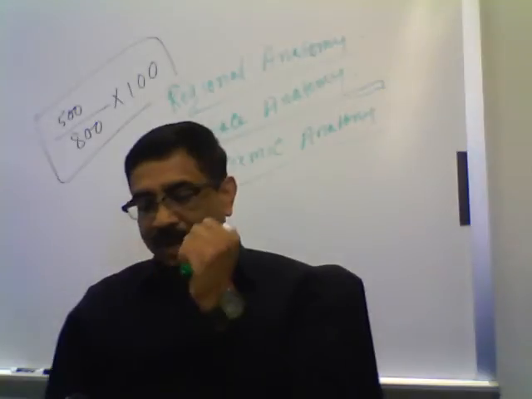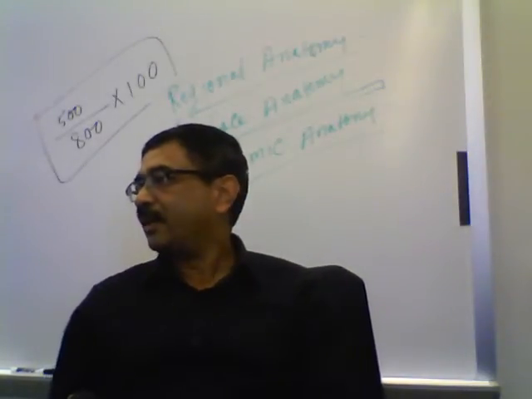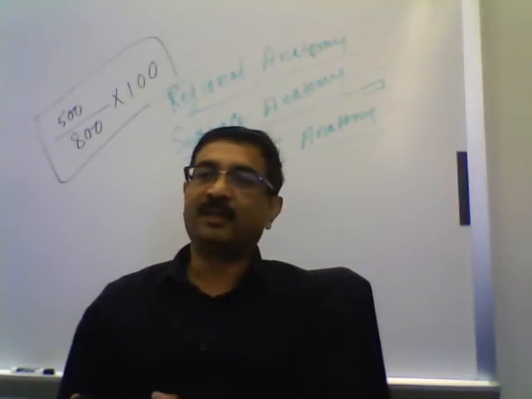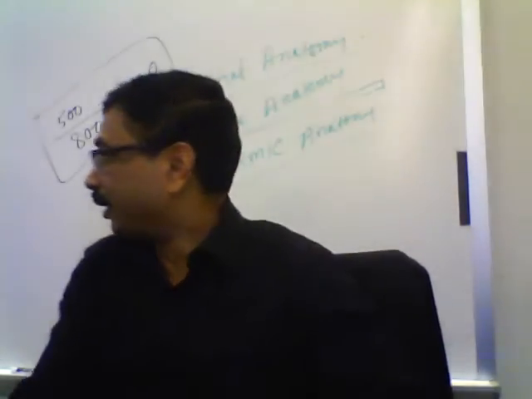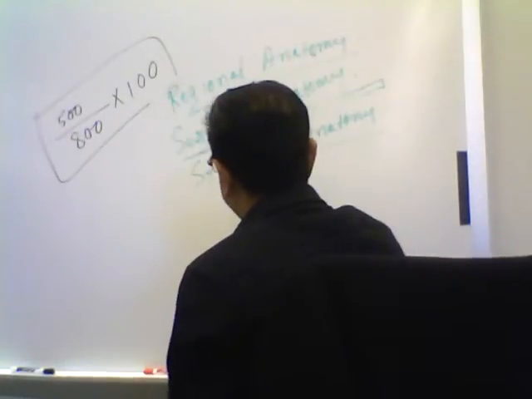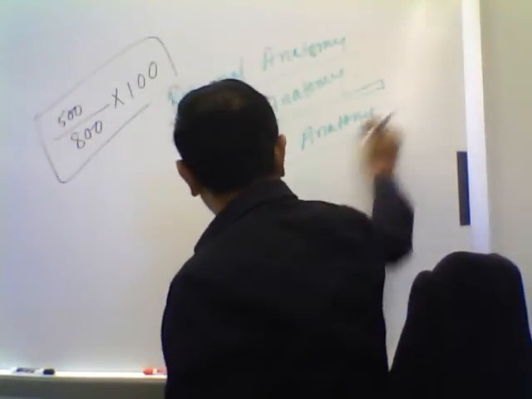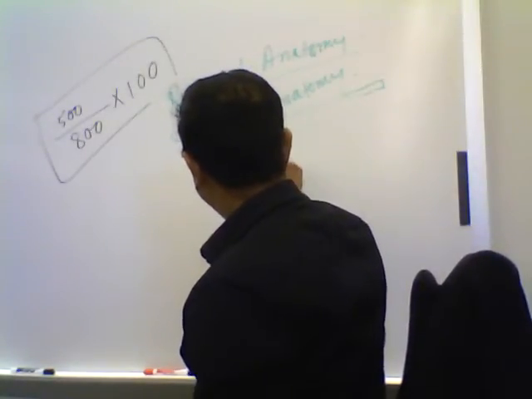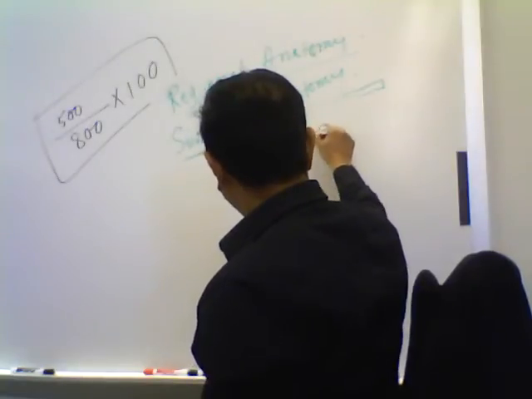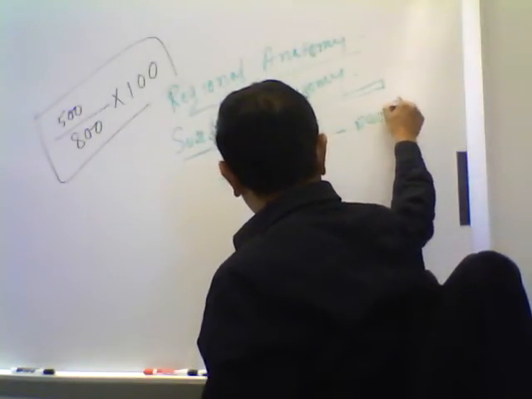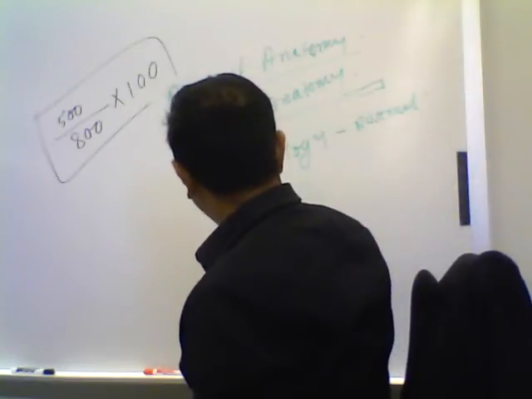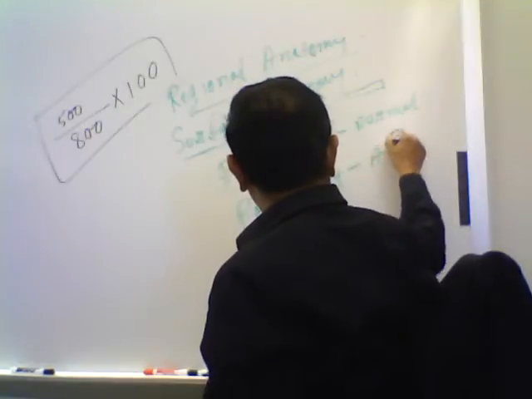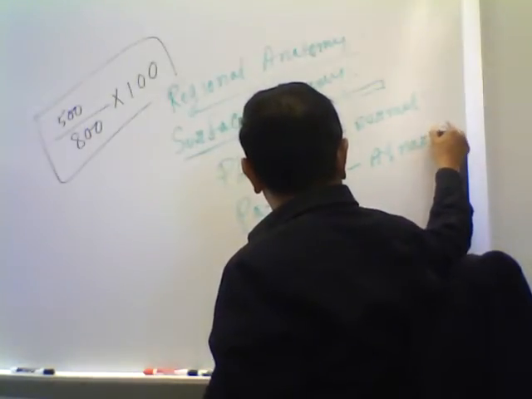Now, the science that deals with the abnormal functions of the body is called pathology. So pathology deals with the abnormal functions. Physiology deals with what? Normal. So physiology deals with normal function, but pathology deals with abnormal function. Okay.